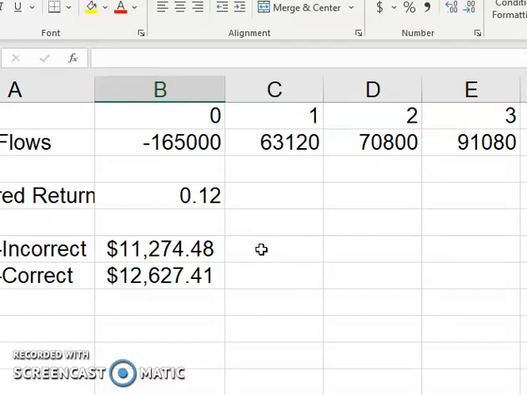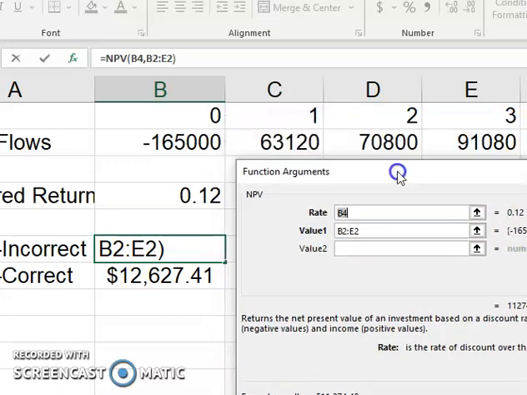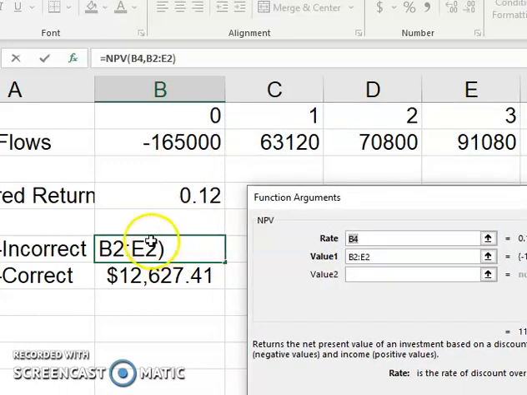All right, so here's a spreadsheet. You can't see the whole thing, but we've got the years up here. We've got 3 years of cash flows. The 165,000 is the initial cash flow. So the incorrect way to do this is to use the NPV function. If you click on this fx, it'll show you the formula. We've got B4, which is the required rate of return, and B2 to E2. This is the incorrect way to do it.